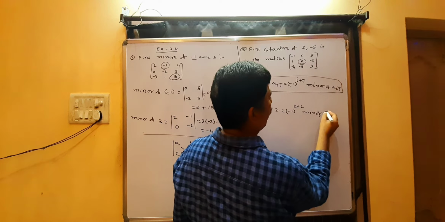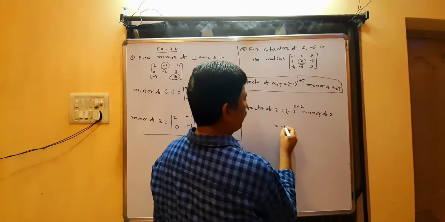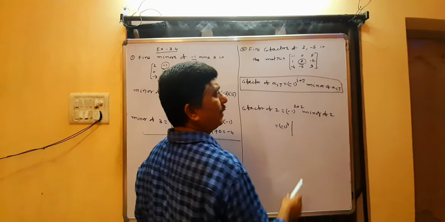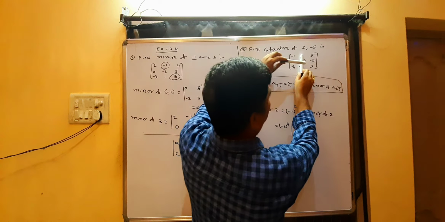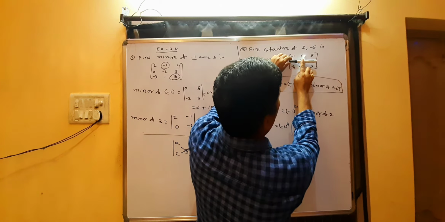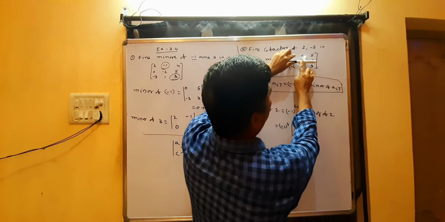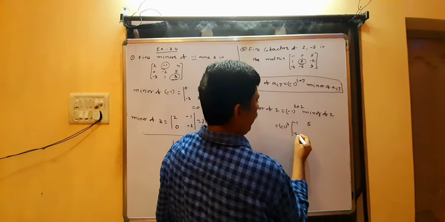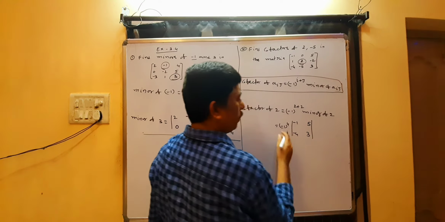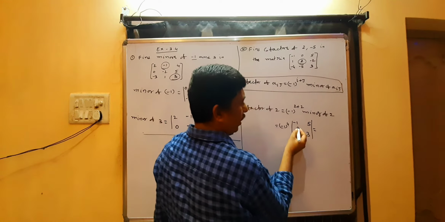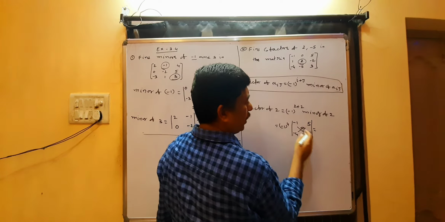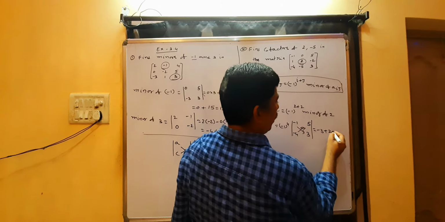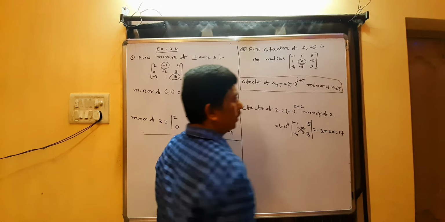That is (-1) to the power 4 into the determinant of the minor of 2. It lies in the second row, second column, so close the second row and second column. What remains is -1, 5, -4, 3. Power 4, an even number, is plus. Determinant is ad minus bc: -1 into 3 is -3, minus of minus is plus 20. 20 minus 3 is 17, the answer.